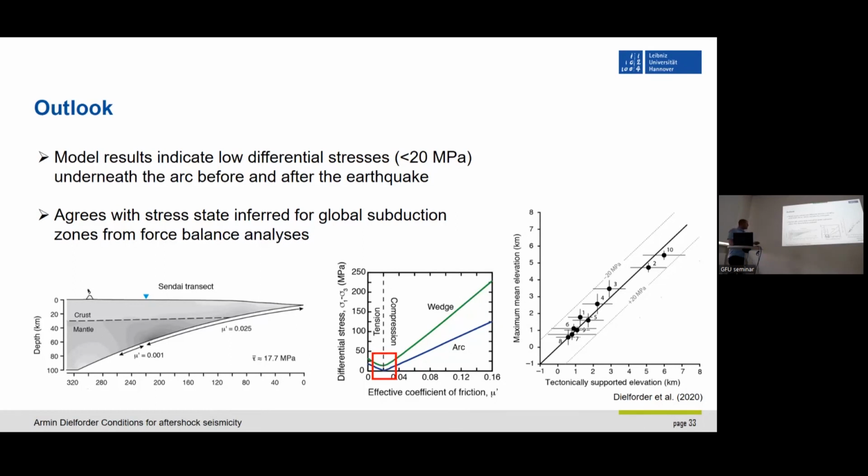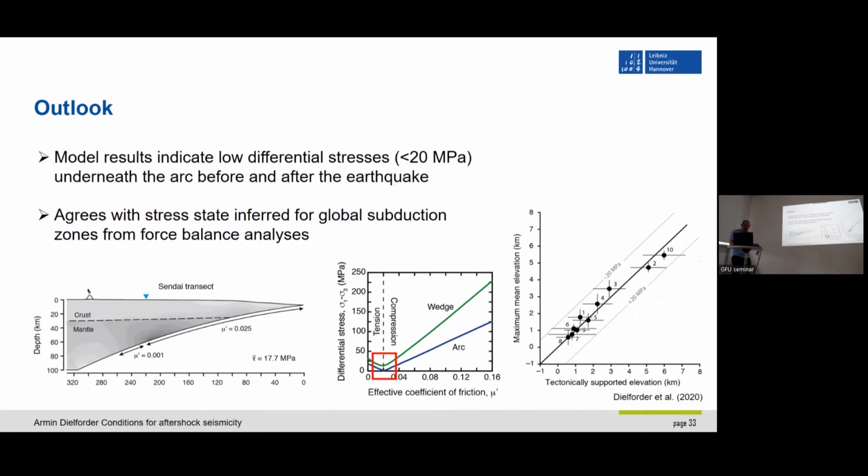I studied that in a previous study where we are not really addressing the stress, but we look at what is the elevation of mountain ranges that can be tectonically supported by the forces acting at the plate margin, and what is the elevation that we really observe, and it plots almost along a one-to-one line. What is interesting for us is that the uncertainty within these values translates to a stress difference of about 20 megapascal. So what this means is subduction zones should generally evolve to a state where the differential stresses underneath the forearc are not higher than 20 megapascal.